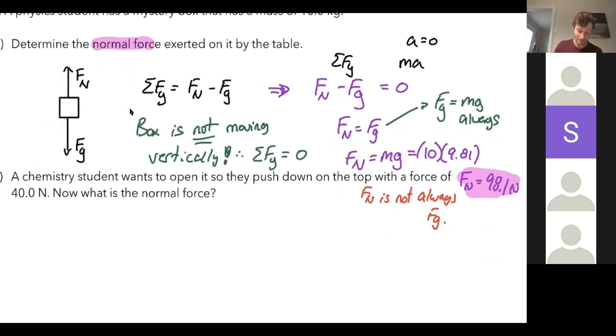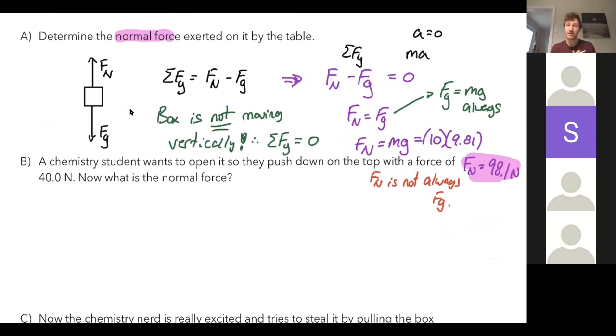Awesome. So a chemistry student wants to open it because those sneaky chemistry students always want to know what's going on. So they are going to push down on the top of the box with a force of 40 newtons. What is the normal force now? How much contact is there between the force and the box? Do you think it's going to get bigger or smaller if somebody is pushing down on it? Probably bigger.